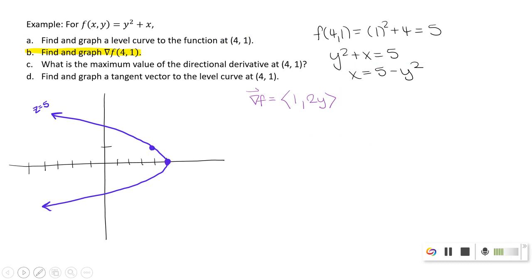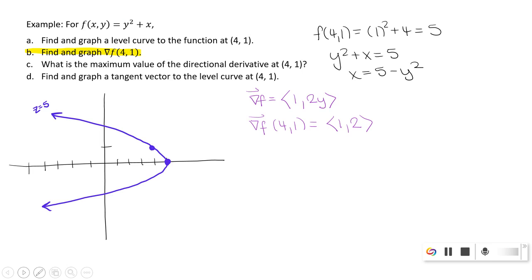All right, part B: find and graph the gradient at the point (4, 1). So find and graph my gradient vector at the point (4, 1). To find my gradient vector, again, I have to find my partial derivative with respect to x and my partial derivative with respect to y. For the function given, the derivative with respect to x is 1, and the derivative with respect to y would be 2y. So my gradient is (1, 2y).